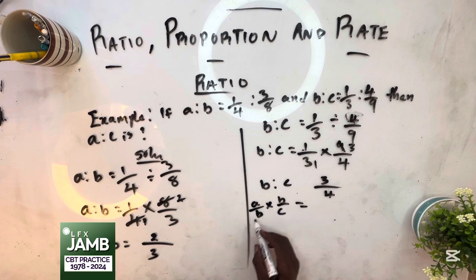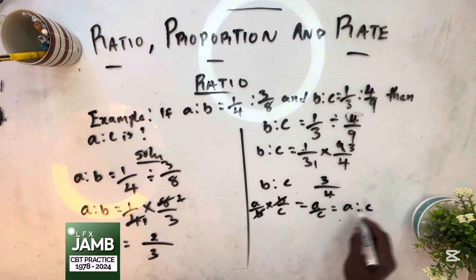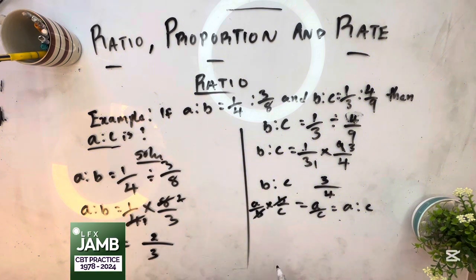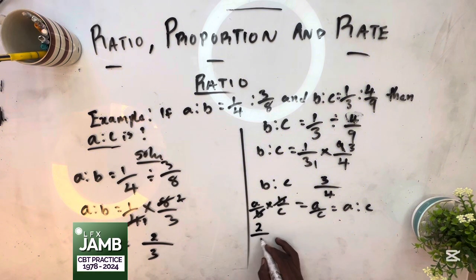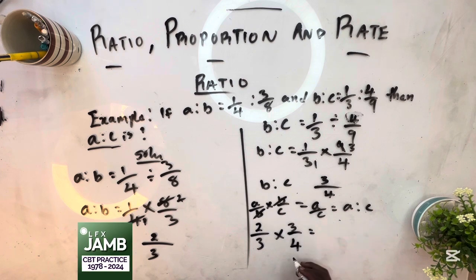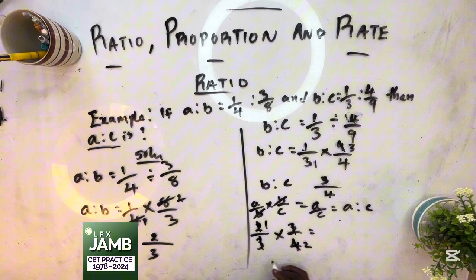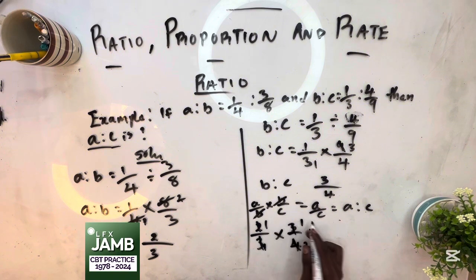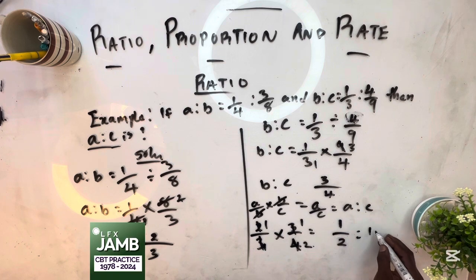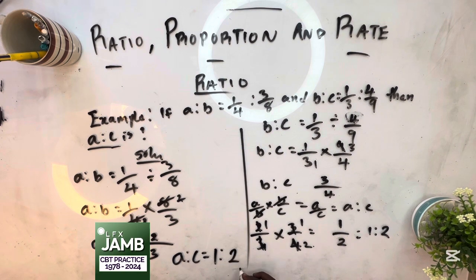Note, if you observe A ratio B, that is A over B, times B over C, if B is a common factor here, it gives us A over C, which is the same as A ratio C. And we are asked to find A ratio C. So simply to find A ratio C, we will multiply 2 over 3 times 3 over 4, which will give us 2 here, 1, 2 here, 2, which will give us 1 times 1, 1, 1 times 2, 2. So A ratio C is equal to 1 ratio 2.